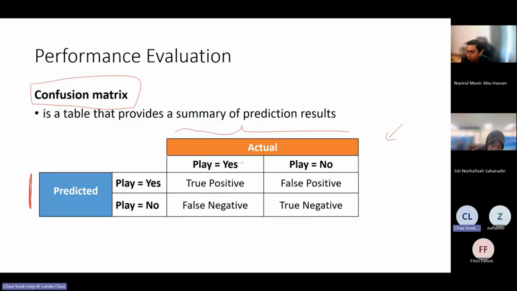If the actual is yes, the predicted is yes, we call this true positive. When the actual is no, predicted is no, we call this true negative. When the actual is no, but the algorithm predicted it as yes, we call this false positive. And when the actual is yes, but the algorithm predicted as no, we call this false negative.